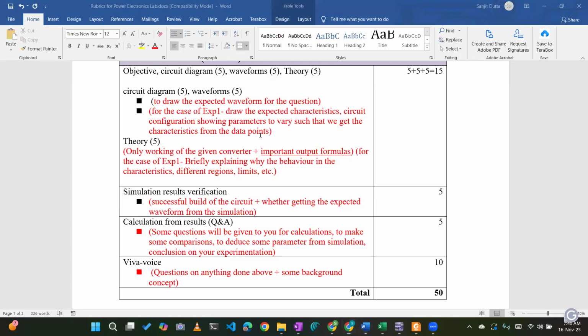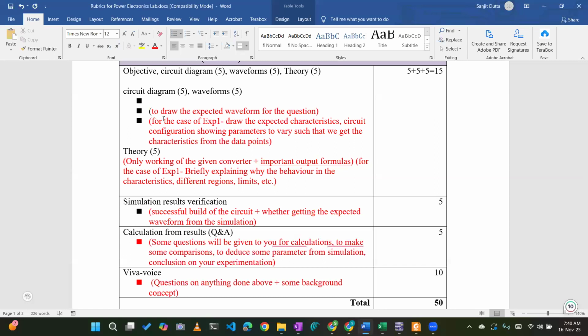So let's see this rubrics. I will take the example of a full bridge converter. You have to draw the expected waveform. You have to draw the circuit diagram, which I did not write before, maybe. Circuit diagram, and draw the expected waveform for the question.